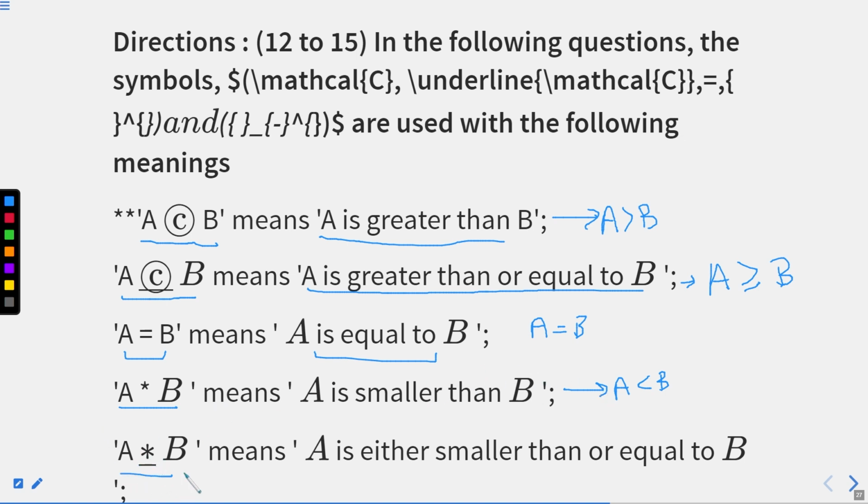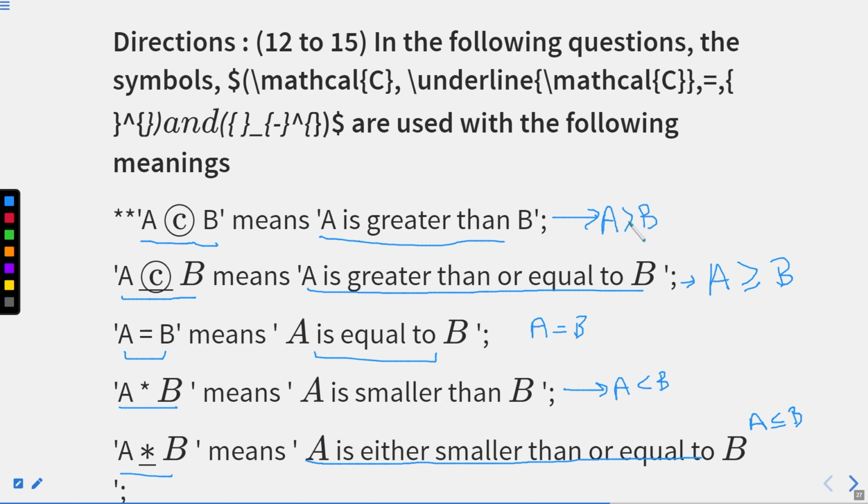Now we are having a different symbol, which is pretty different from the above expression. Now it means A is neither smaller than nor equal to B. Sorry, it's either... so for that, what we are getting is A is smaller than or equal to B. I hope this question is clear. All the instructions are clear, right?